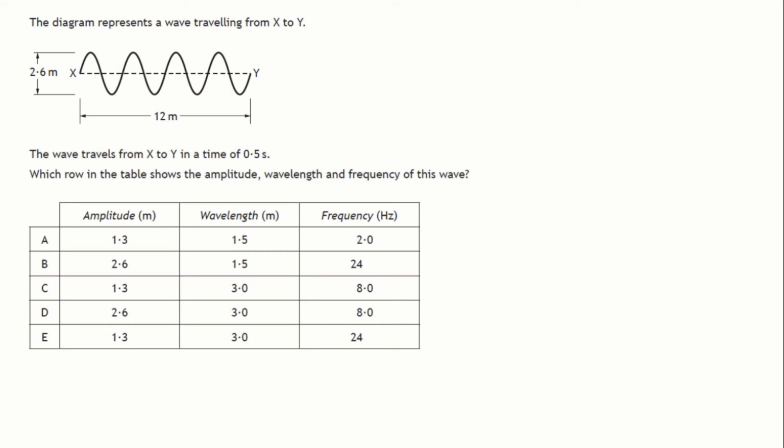For the frequency, we need to know the number of waves per second. If we have 4 waves, and it tells you that these were created in a time of 0.5 seconds, then 4 divided by 0.5 will give you a frequency of 8 Hertz.